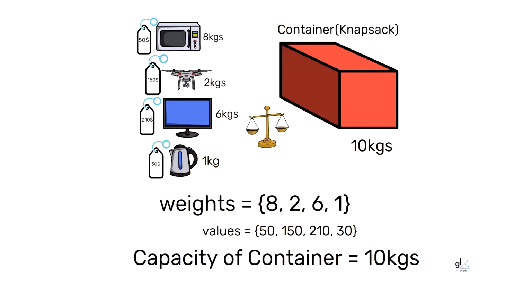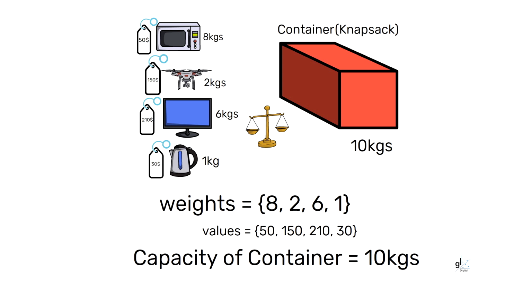So basically the problem is, we need to choose the items where the sum of their values gives us the greatest amount of value when compared to the other possible combinations of items that can be included within our container. So this is an optimization problem that we need to solve.